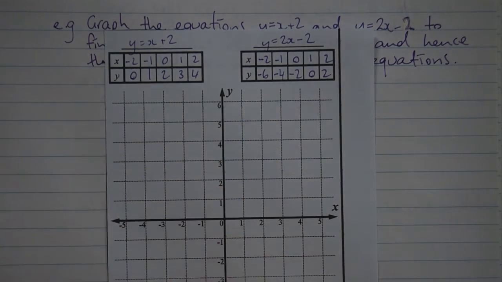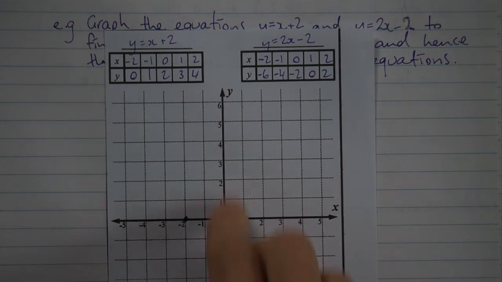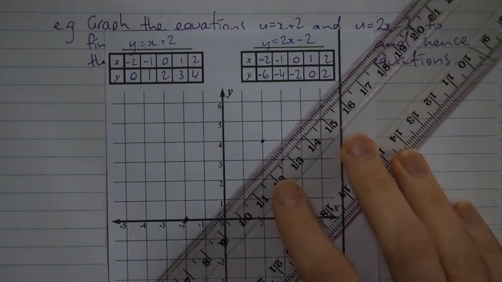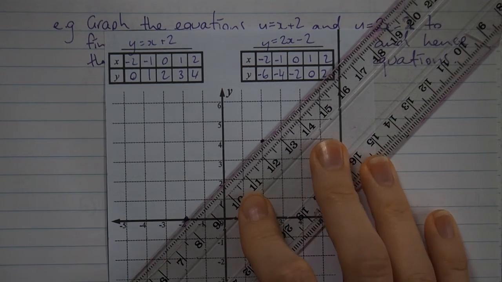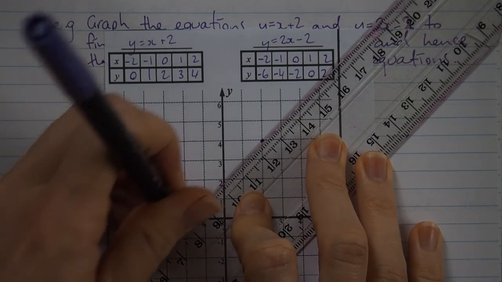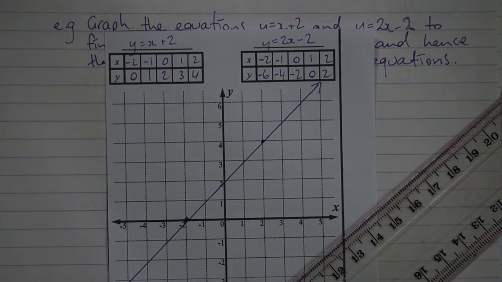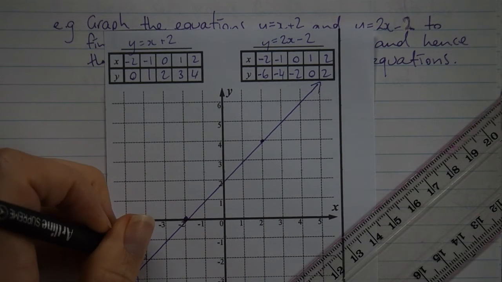So I've got -2, 0, which of course lies right here, and I have 2, 4, which is up here. I'm going to join those points, but I'm going to make sure I run the line through my entire number plane, because we don't know where these lines are going to intersect. I'm going to graph my other one in pink, just so we can see. And of course I'm going to name my equation, which is y equals x plus 2.